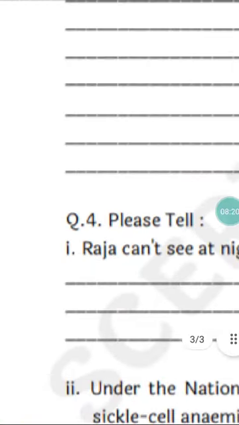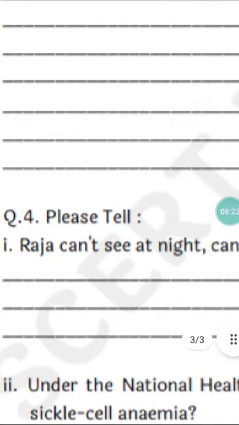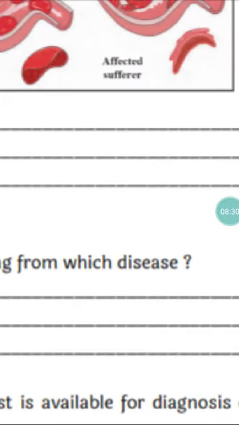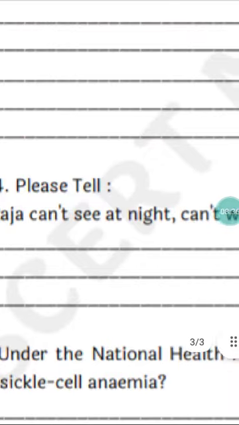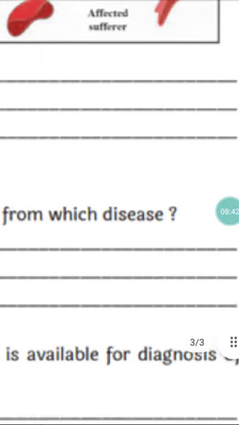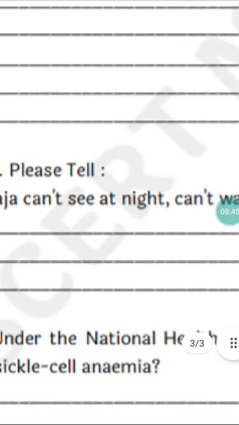Okay, now the next question, please tell, Raja can't see at night, can't walk properly. He is suffering from which disease? If a person can't see during the night, then that disease is called night blindness, and this disease generally occurs because of the deficiency of vitamin A.